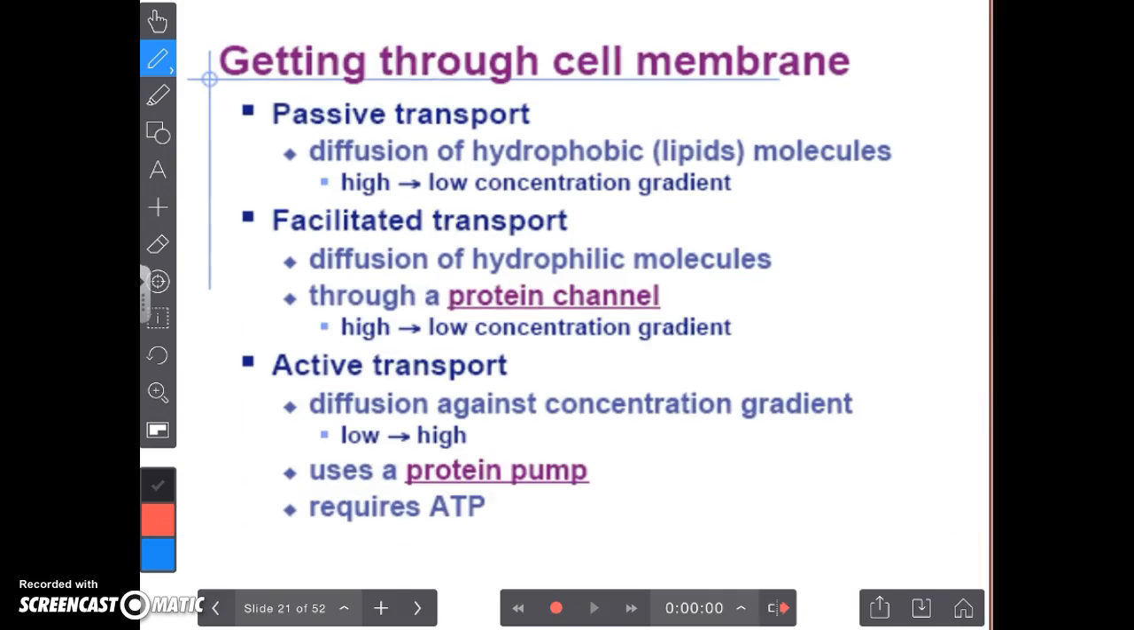So the three different types of movement: passive, facilitated, and active. Passive, no energy; facilitated, no energy but needs a protein; and active, still needs a protein but also requires energy. Low to high, high to low, high to low.